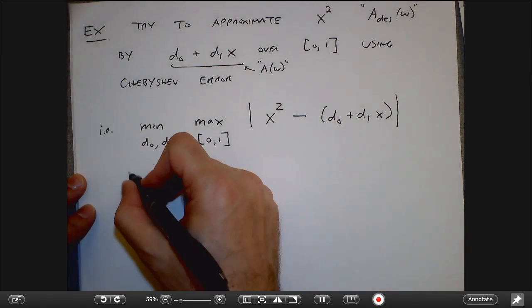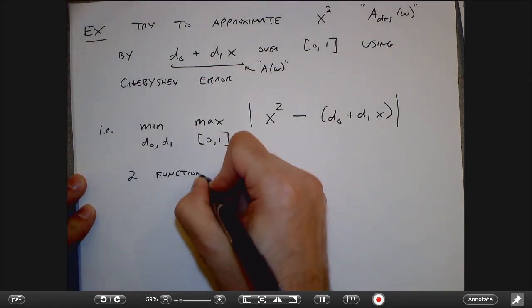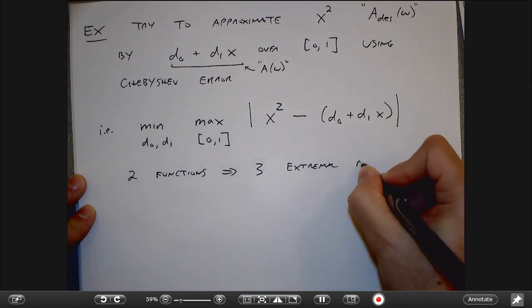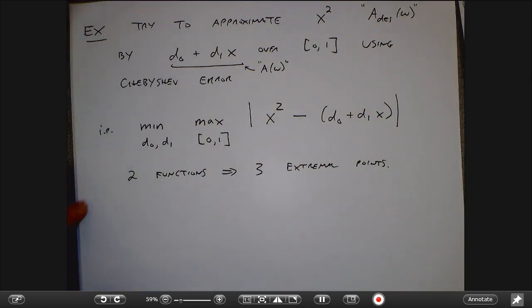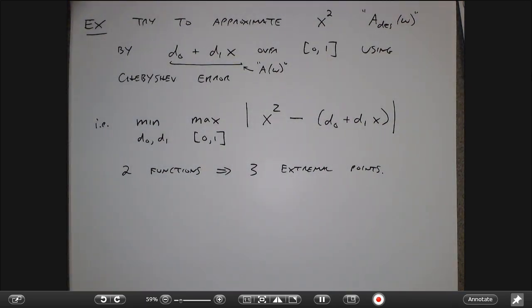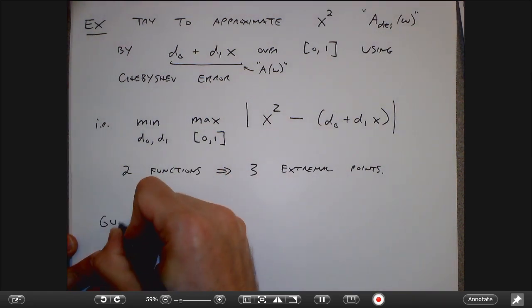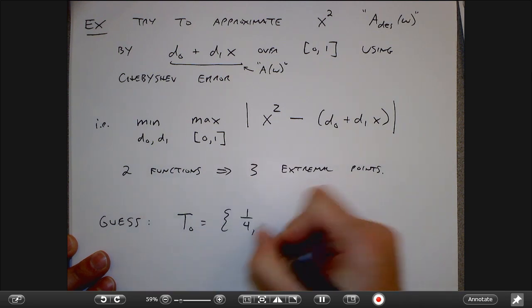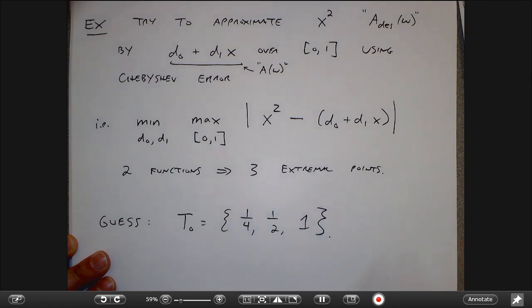Okay? And since I have two functions, that means I have to find three extremal points. Right? If I find a place where the error hits these extremes at these 3 points, then I'm done. And so here's how I'm going to iteratively grind through the Remez exchange algorithm to find out how that works. Okay? So I'm going to guess, because I don't know any better, maybe the right places are going to be at a quarter, a half, and 1. Okay? So I'm going to hypothesize that's where I think my error is going to be.